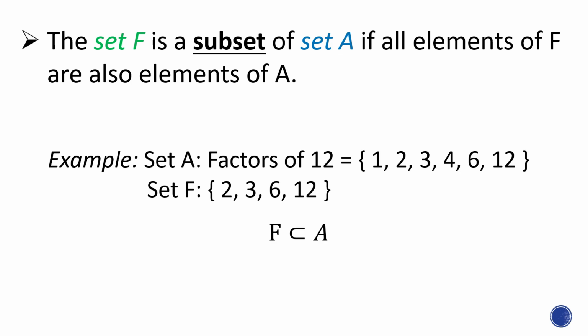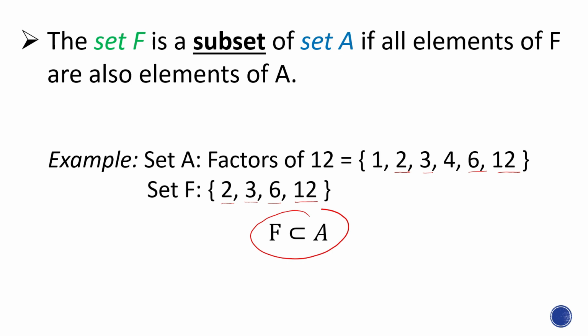All right, now in set F, the elements are 2, 3, 6, and 12. But if you look at all the elements in set F, look at that, 2. That's also in set A. 3. That's also in set A. 6. That is also in A. 12. That is also in A. So we will consider set F as a subset of set A. And this is the notation of that. So that means F is a subset of A.